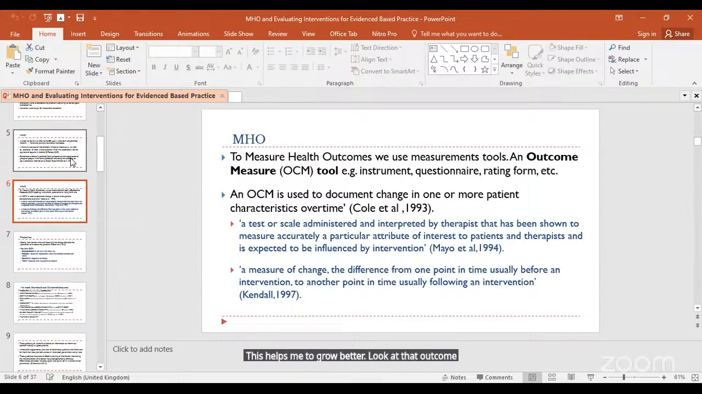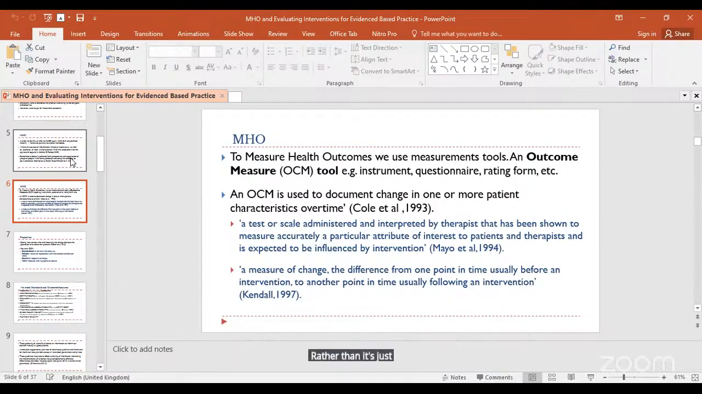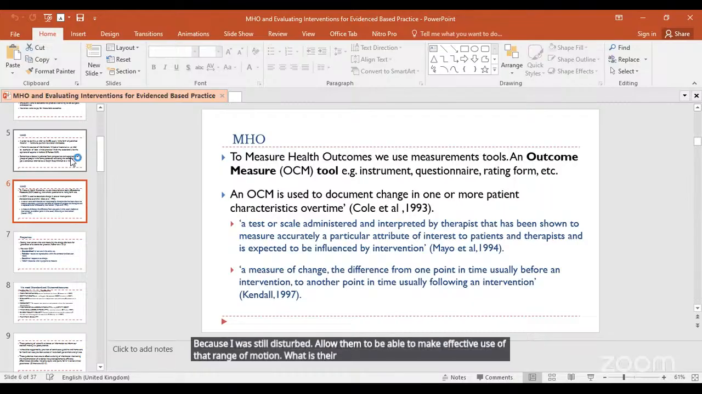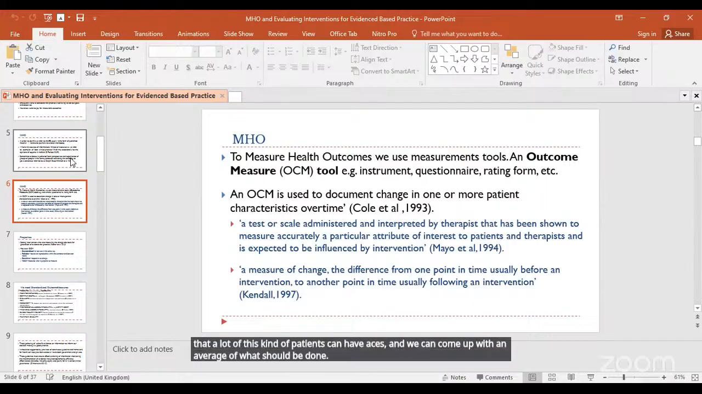Now, look at that outcome measure, that tool. You use it within this context. Have you ever thought, what is this tool providing me politically? What is it providing me economically? What is it providing me socially? Rather than just telling me the range of motion in the knee. Can I look at that range of motion in the knee that these patients have? How many of them have it? Do our stairs allow them to make effective use of that range of motion? What is their environment like? What is our locality like? What can we change? Can we talk about what the level of coverage should be, about how the environment can be structured in such a way that a lot of these patients can have access, and we can come up with an average of what should be done, which fits into the system?